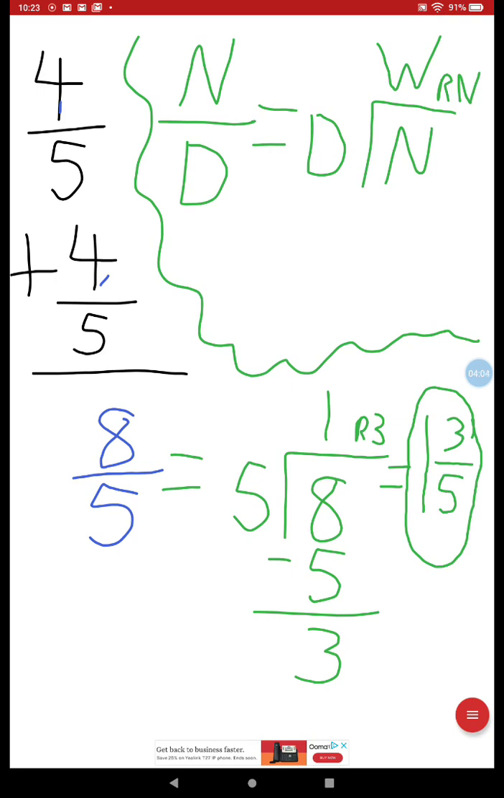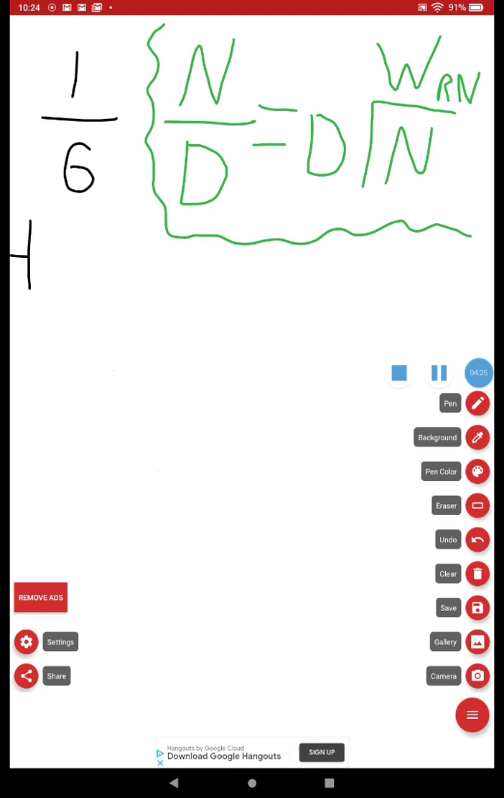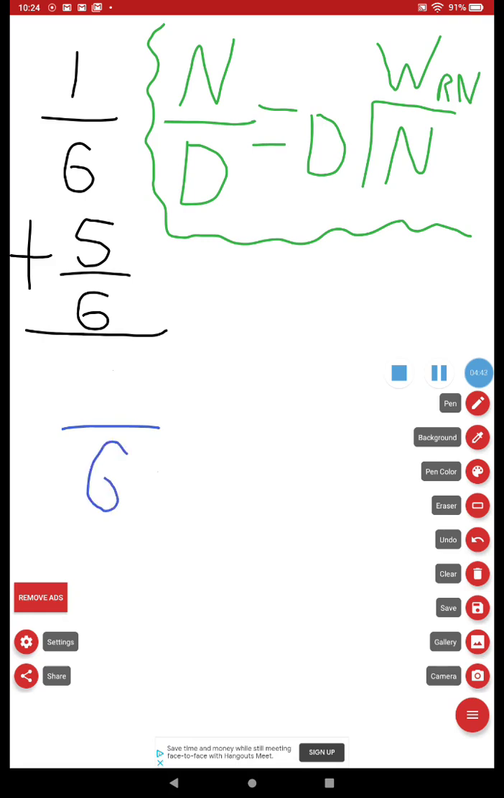All right, guys, let's take a look at this one more time. All right, I'm going to keep up here my diagram, but now I'm going to go ahead and write the problem on the side. Well, what if I have 1/6 plus 5/6? Well, remember, do I ever change the denominator? No, not unless I'm simplifying. Fraction bar, denominator is going to stay 6.